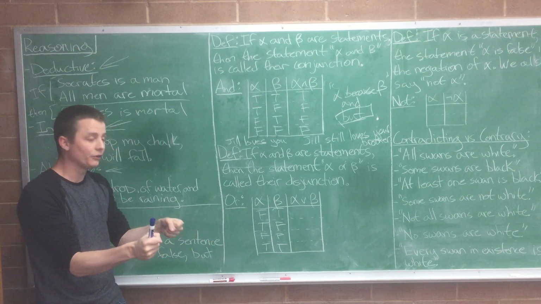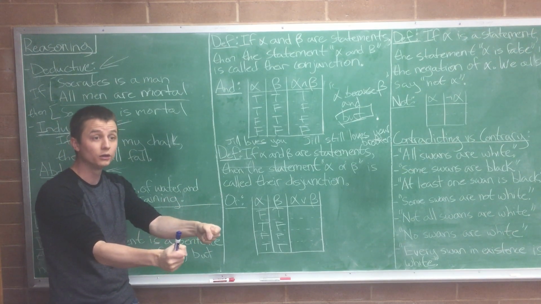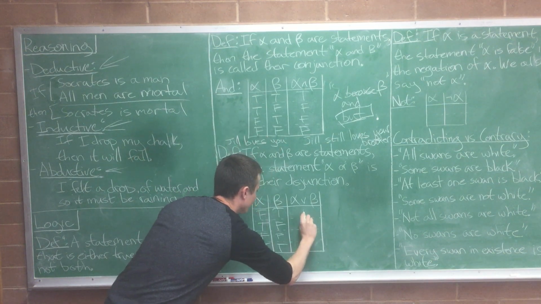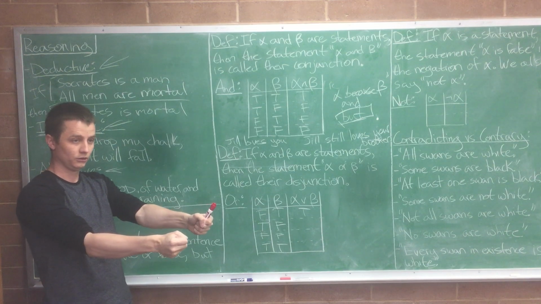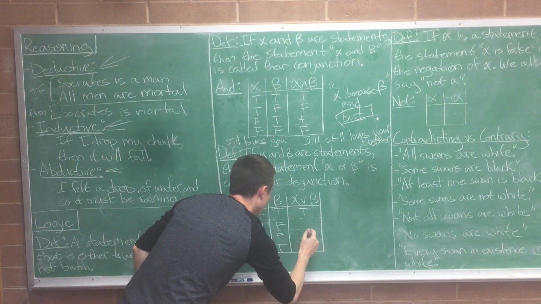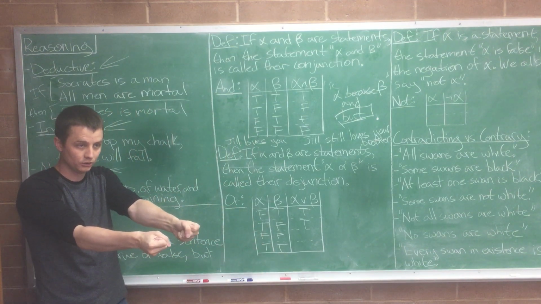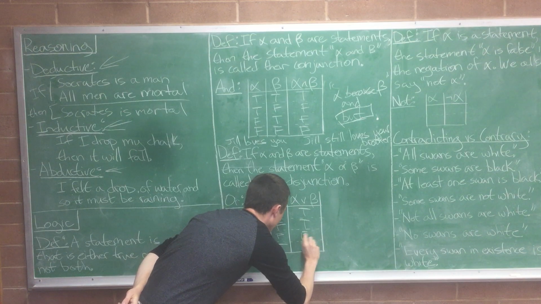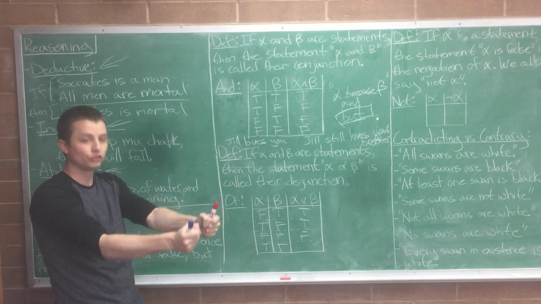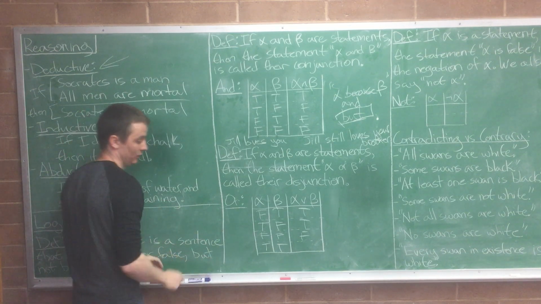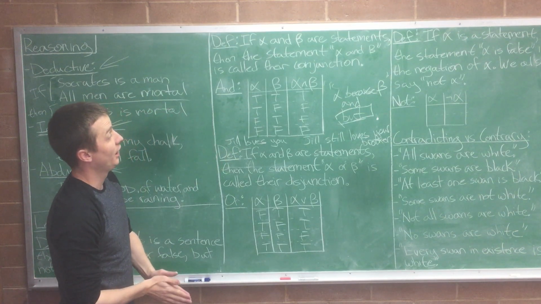So I say Donnie's holding a red marker or Donnie's holding a blue marker. True or false? True. Perfect. Now I say Donnie's holding a red marker or Donnie's holding a blue marker. True. Still true. Wonderful. Donnie's holding a red marker or Donnie's holding a blue marker. False. Wonderful. And then finally, Donnie's holding a red marker or Donnie's holding a blue marker. True. At least one of the two cases has to be true for the whole thing to be true. Perfect. Okay.